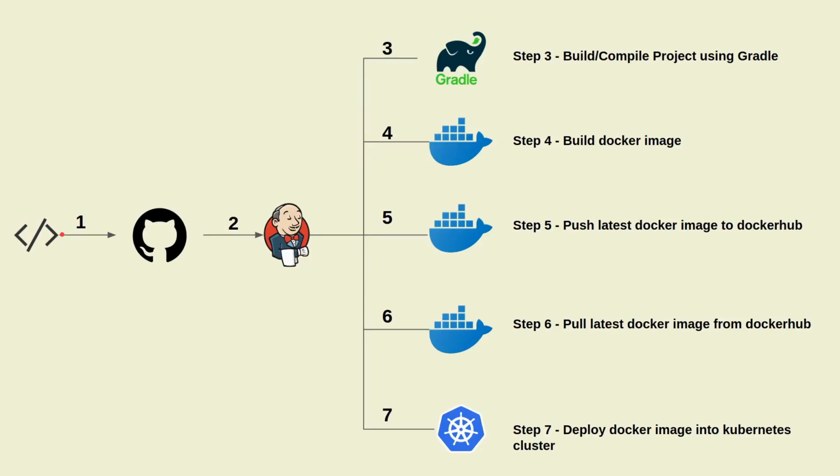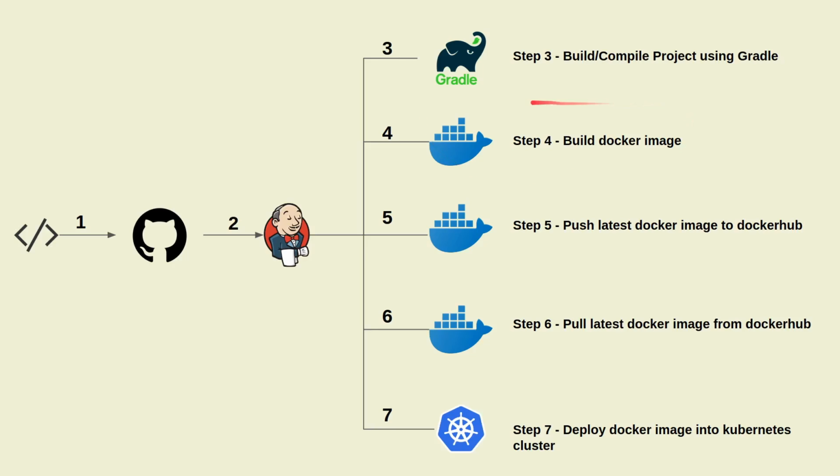On the left hand side, you can see step number 1 where we are going to push our code to the GitHub repository. After that, we are going to install Jenkins, and Jenkins will be responsible for cloning the code from GitHub to the Jenkins server so that it will have a copy of our application code. The third step is we are going to compile our project. Since we are using a Spring Boot application, we are using Gradle as a compilation tool. But in case you are using any other application, then you can use a suitable compilation tool. But the steps are going to be pretty much similar.